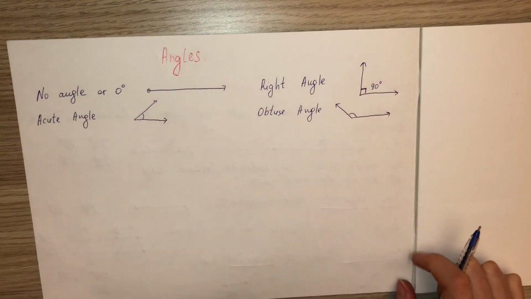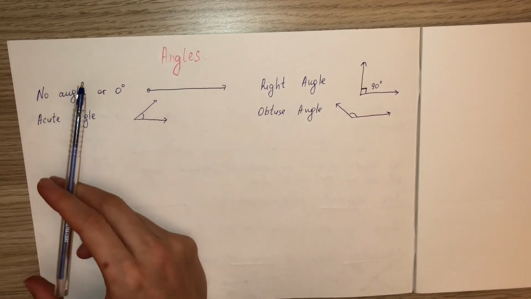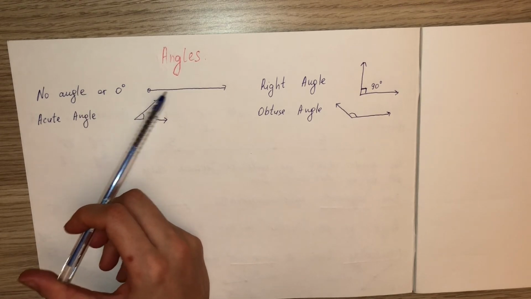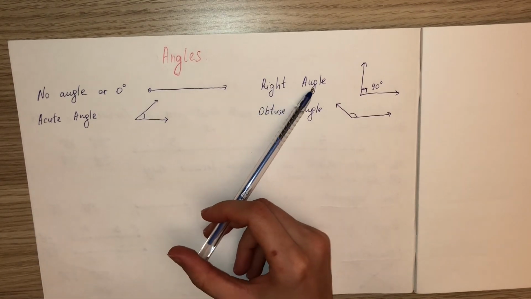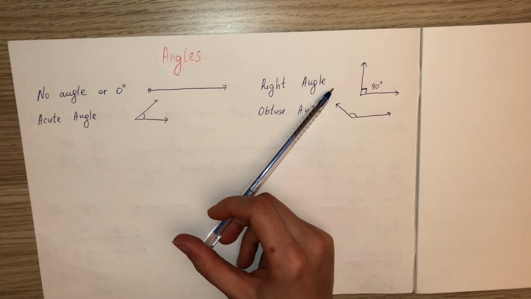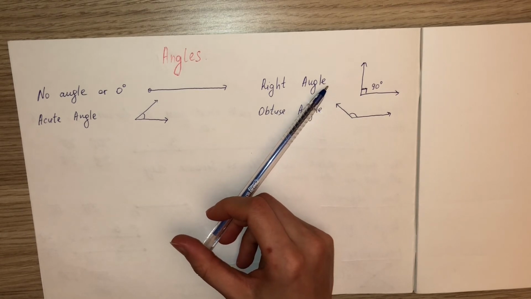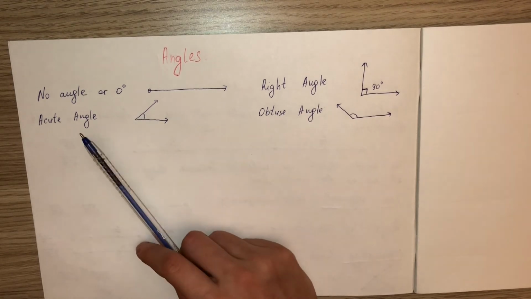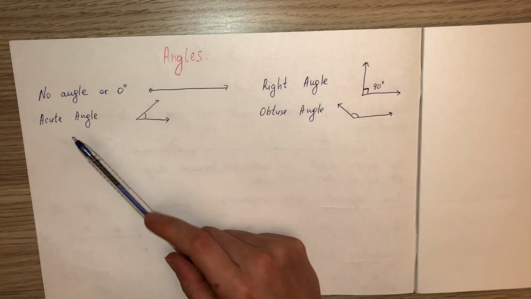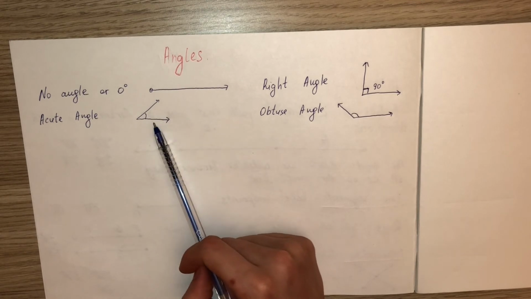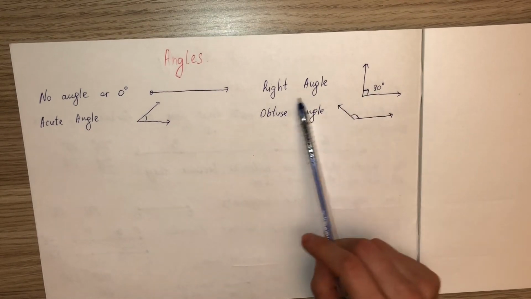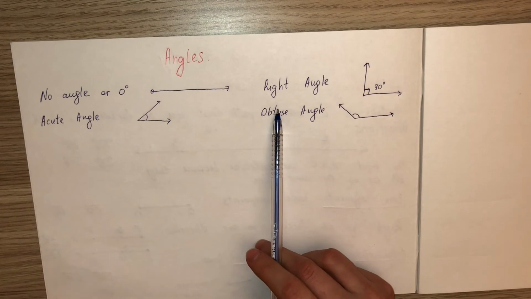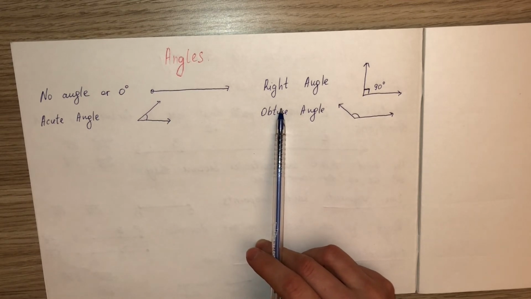So let's continue with angles. Here is our first angle, the degree. If the degree is 0, we say that there is no angle. This is a right angle. As you see, the degree is 90. And this is an acute angle. As you see from this picture, the degree of the acute angle is less than 90, less than a right angle. But the degree of an obtuse angle is greater than 90.